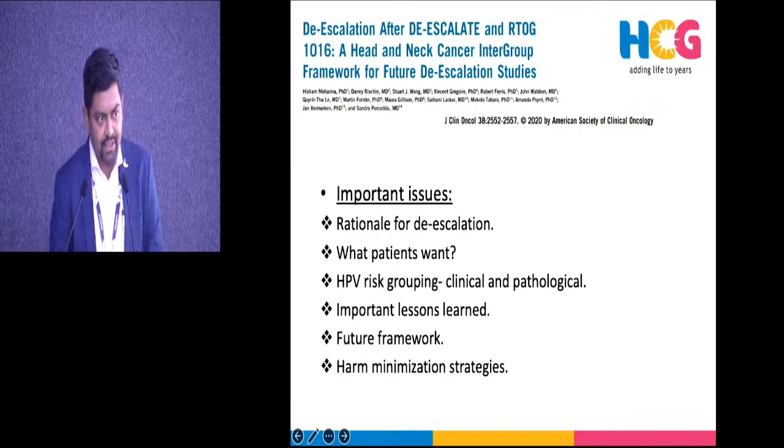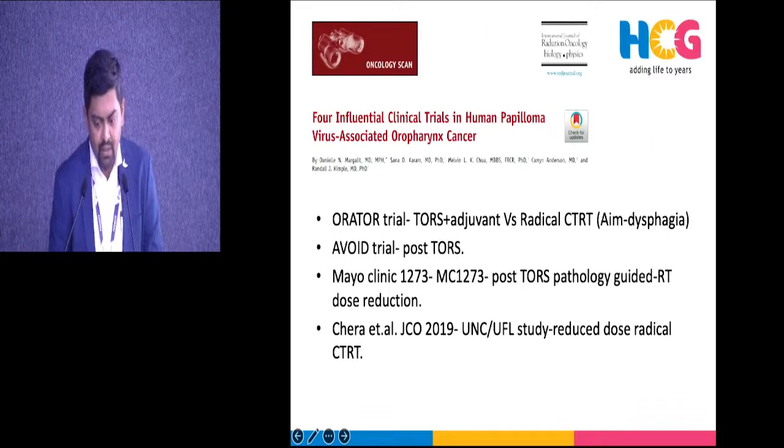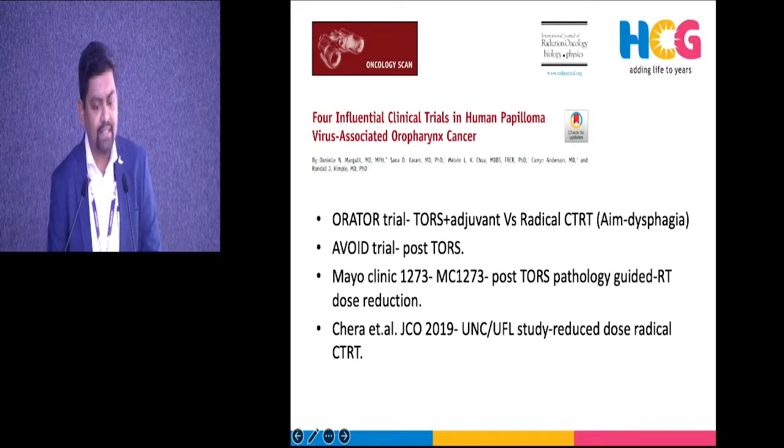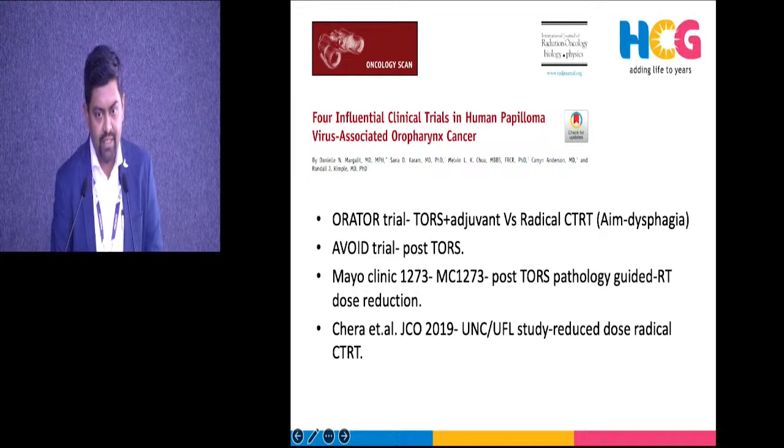Was the rationale of de-escalation rightly selected? And what do patients actually want out of it? Is HPV risk grouping being done accurately, taking the clinical and pathological features? What important lessons did we learn from that, and what would be the future framework? This Red Journal issue then highlighted these 4 influential clinical trials to be important in P16.